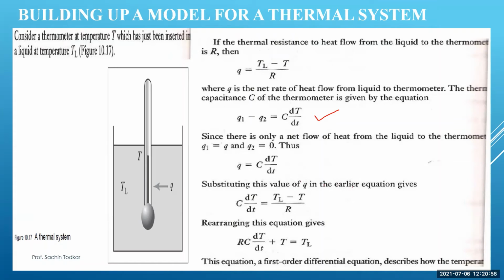Substituting this value of Q in the earlier equation, we can write it like this. And if we rearrange the equation, we get R into C dT by dt plus T is equal to liquid temperature. This is a first order differential equation which gives you the idea of how the temperature will increase in the thermometer.